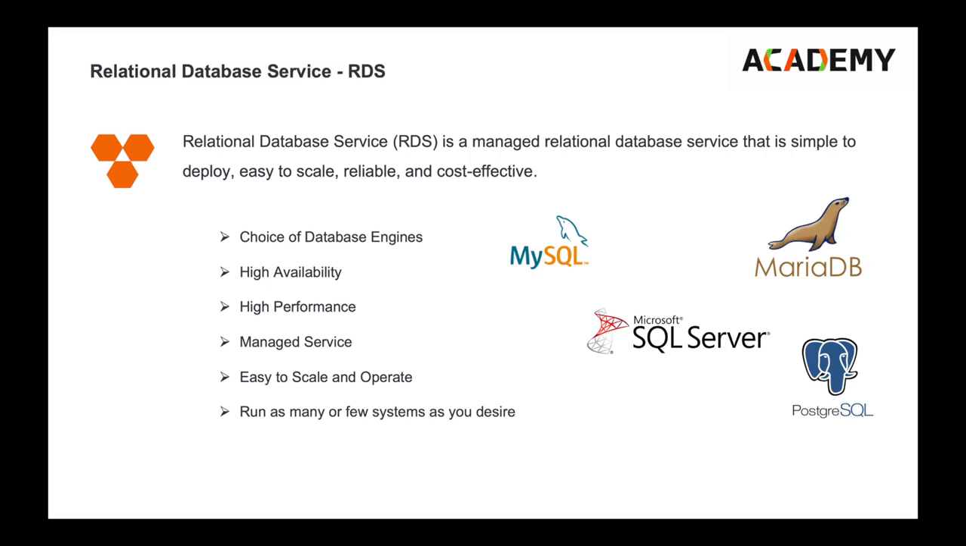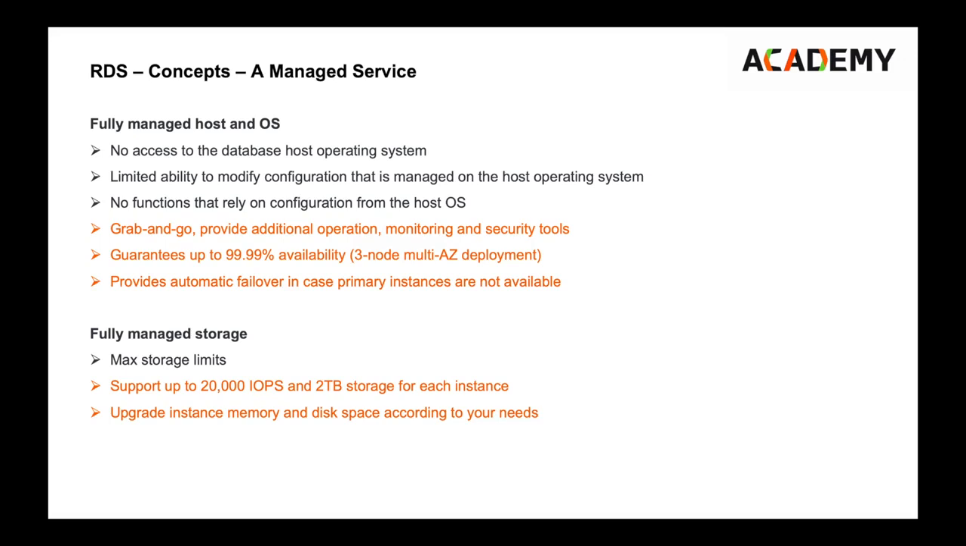The service has built-in high availability, the database engines are pre-tuned for performance, and it is a managed service, meaning that you don't need to worry about host or database engine level configuration. So it is, again, fully managed, meaning that the host and operating system level configuration is handled for you by Alibaba Cloud, and it comes with fully managed storage as well. You don't need to worry about how the database storage tier works. That's handled by us. Databases support up to 20,000 IOPS and 2 terabytes of storage for each RDS instance that you create, and you can upgrade memory and disk space according to your needs.